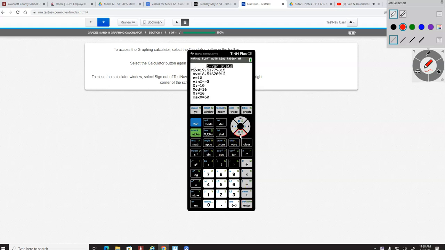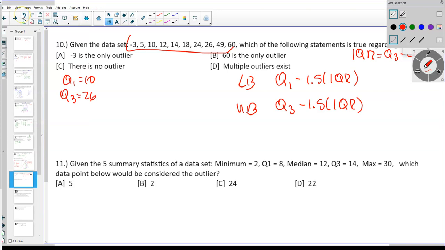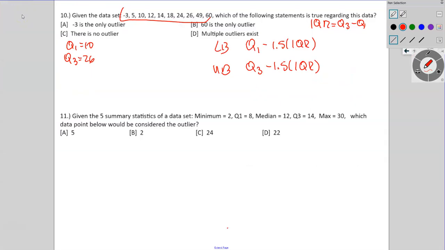So I can read that my Q1 is 10 and my Q3 is 26. That's all I need from the calculator. Now, I'm going to plug in those numbers here. For my lower bound, I have Q1, which is 10, minus 1.5 times IQR. Now, what is my IQR? Again, it's my Q3 minus Q1, so 26 minus 10, which is 16.